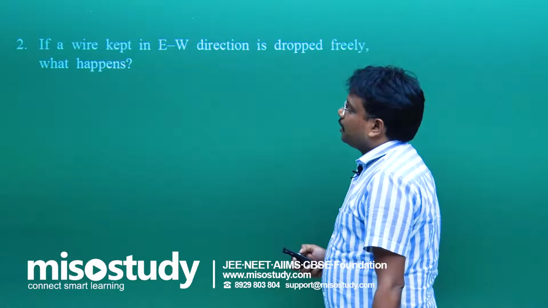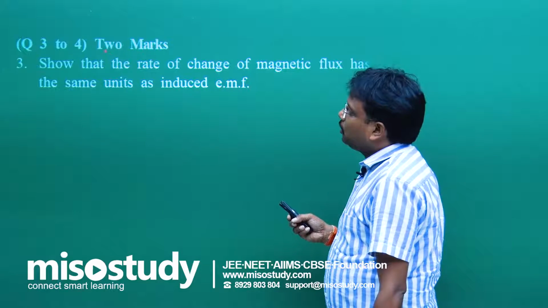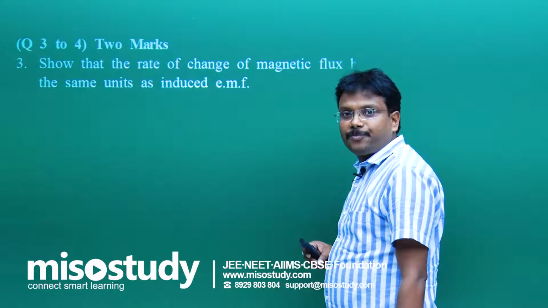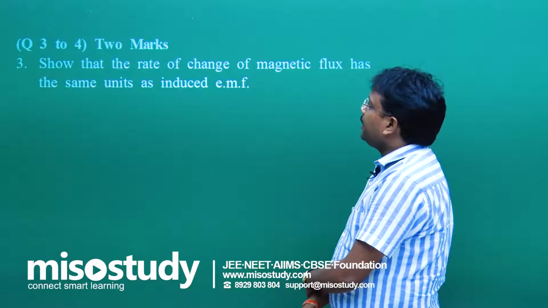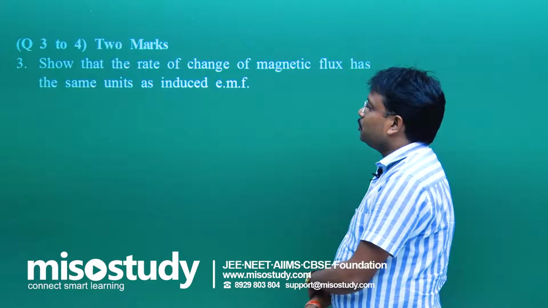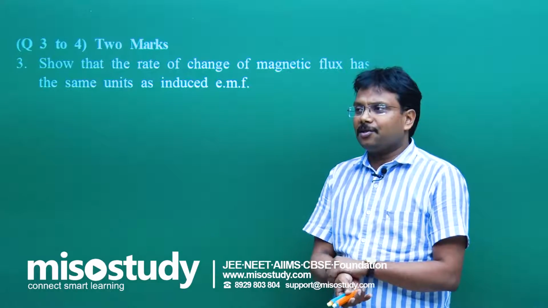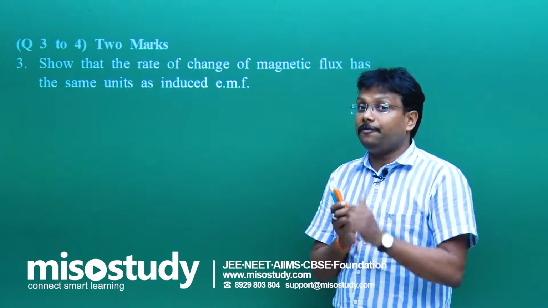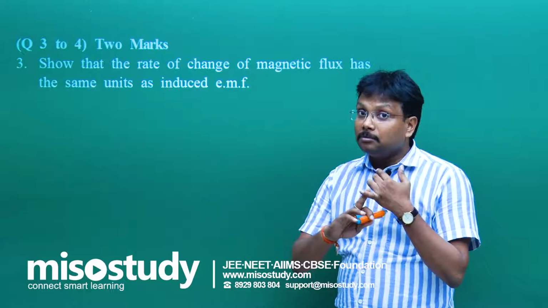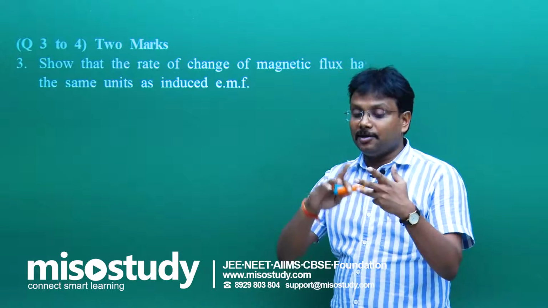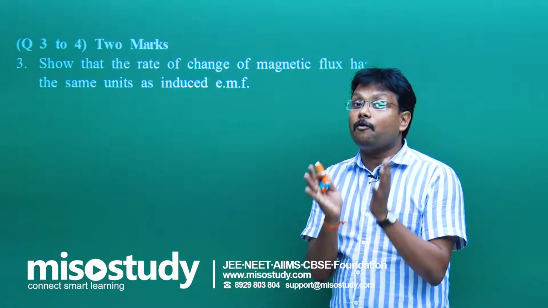Now, it comes question number 3, and in question number 3, you know, 2 marks, fine, not only 3 but question number 4 also. So, these two questions are for 2 marks each. Show that rate of change of magnetic flux has the same units as induced EMF. Actually, when I was explaining various theoretical topics of this chapter, at that point of time, I emphasized a lot that you should know the dimensional formula of L, self inductance, M, mutual inductance, induced EMF, voltage, potential, I mean all these types of quantities.